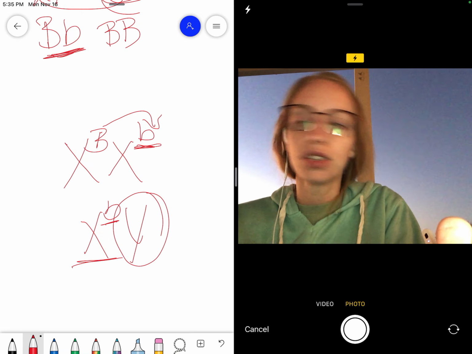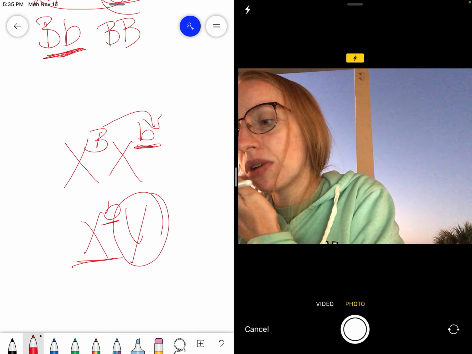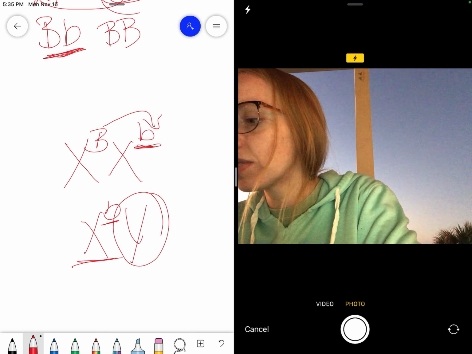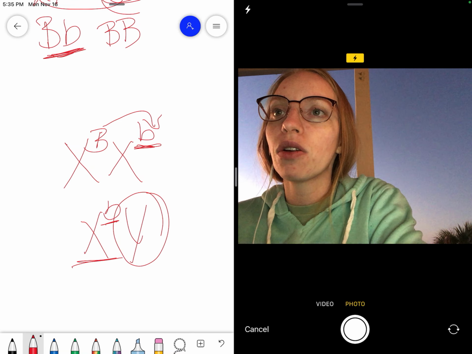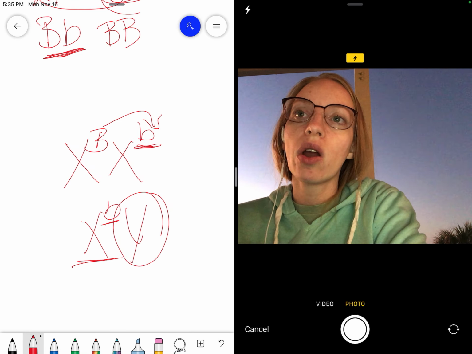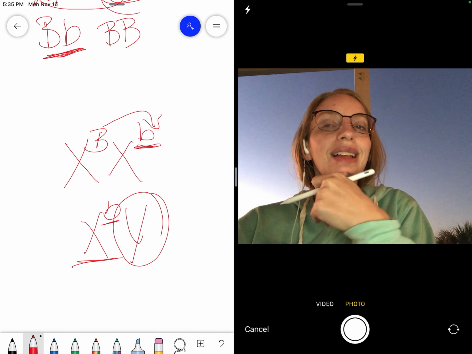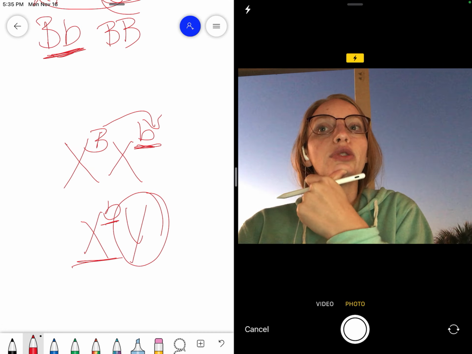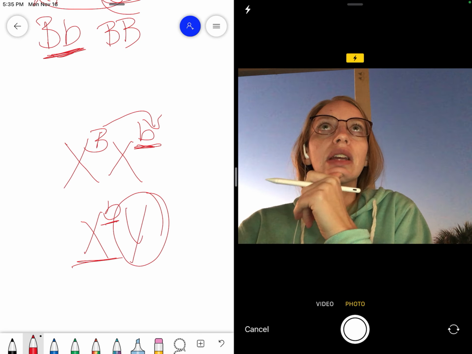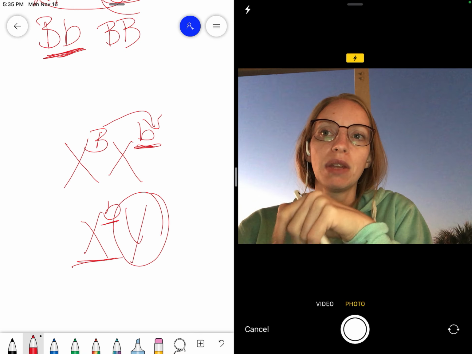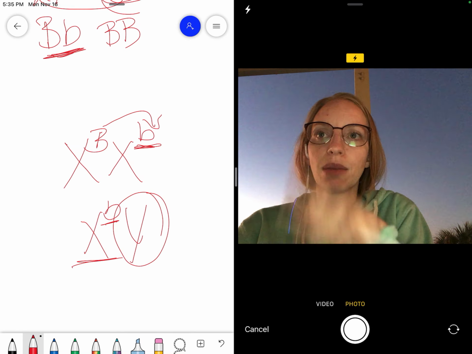Moving on, let's talk about genetic principles, the law of independent assortment versus the law of segregation. The law of independent assortment means that genes or traits that are on separate chromosomes will align independently when you form gametes. And the law of segregation means when they split during meiosis, they split independently of each other, or segregate separately from each other.